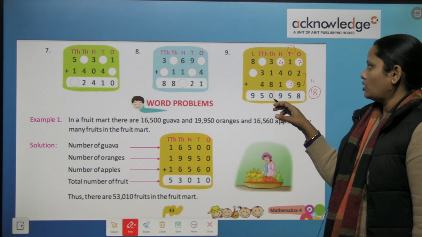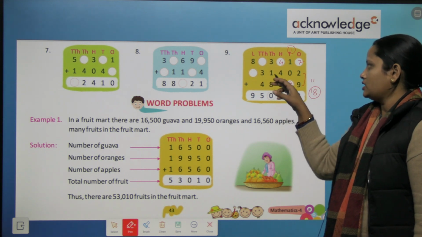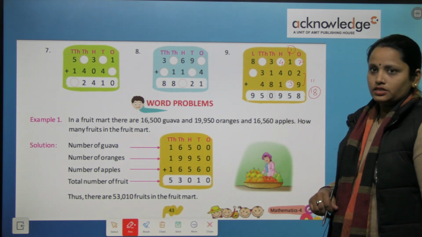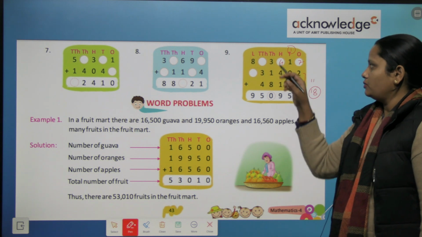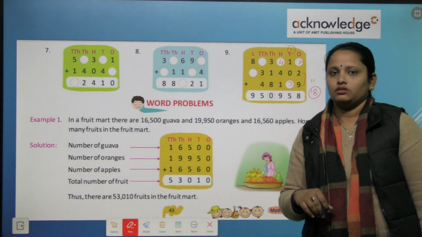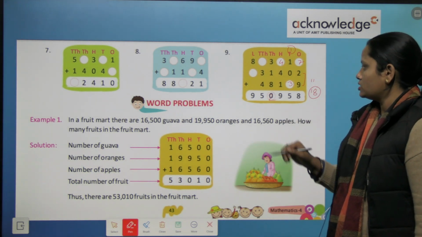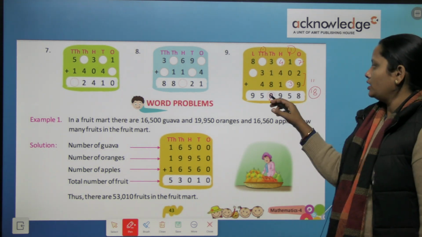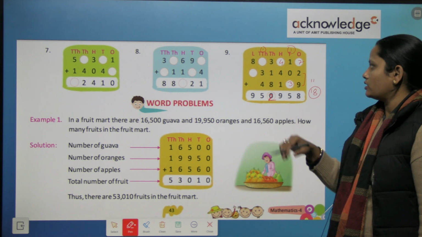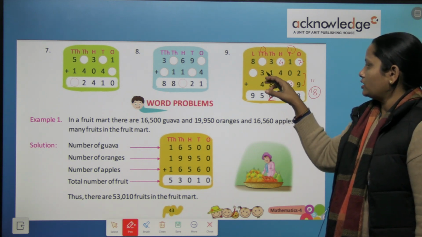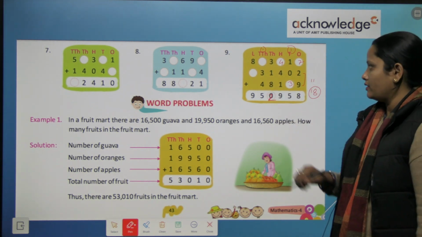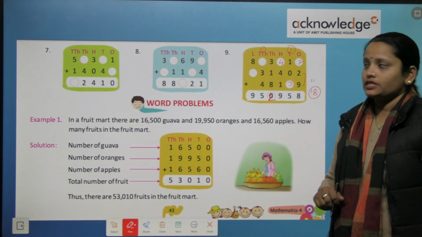Here 0 is already written. So 8 plus 1 is 9 and 9 plus 3 12. So here we have to write it 12. Next, here it is misprinted, you have to write here 12. Next 3 plus 4 is 7 and 7 plus 1 is 8.